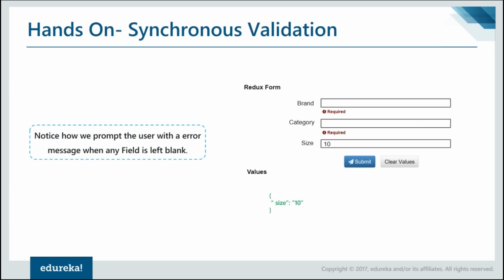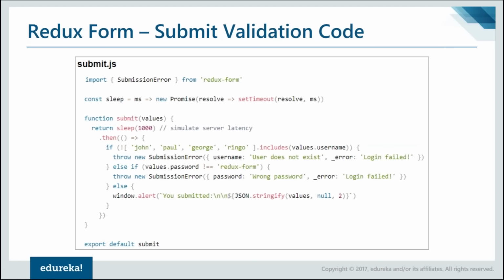Now when you are passing the brand as blank and category is also blank, we are prompting the user with an error message when any field is left blank. So in the JSON object, only the data which you have passed will get added as an object, and not the other null values or blank values. We are giving a validation error over here that these two fields, brand and category, are required. Okay, now how does this submit validation work?